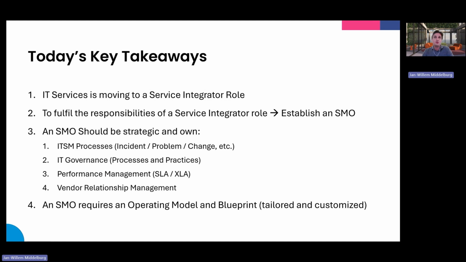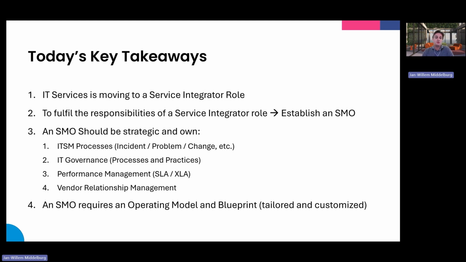Secondly, it also forms the primary interface for IT governance, and establishing the right and proper controls, showcasing and establishing which policies need to be adhered to and how that's being done. An SMO would be the perfect place for that.